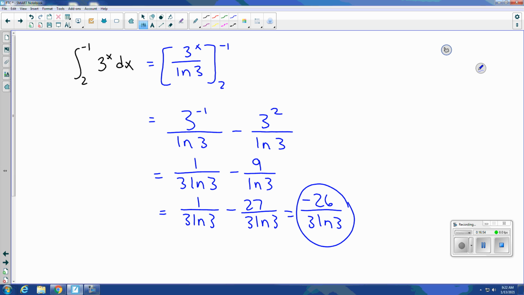Now, if we flipped that integral, so we went from negative 1 to 2, we would just have to pull a negative out in front, and you should get the same exact answer. So the fundamental theorem takes care of the fact that we may be working from greatest to least or least to greatest. That net change in the antiderivative will take the sign into account for you, which is nice.